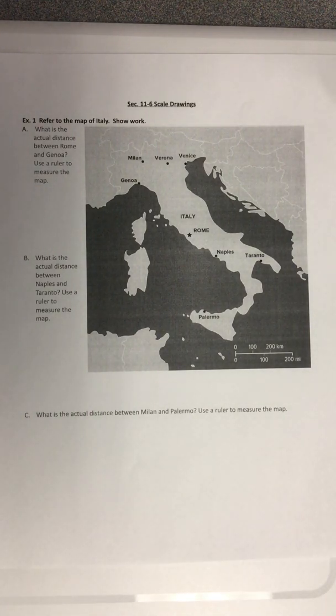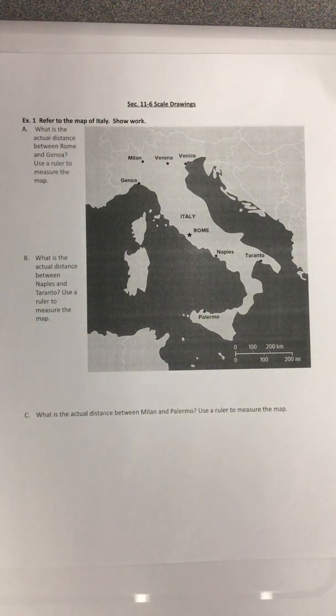So example 1, it says refer to the map of Italy. We're going to show work to get our answer. There's multiple ways I can show my work on how to get this. I like to just go back to the good old proportion, because proportions can be used with scale drawings, and that's what I'm going to go with. But show some work to get your answer. Like I said, it doesn't necessarily have to be a proportion, especially these ones are pretty nice. So you might think, well, I don't really necessarily need the proportion. I still like to go with the proportion, so that's what I'm going to do.